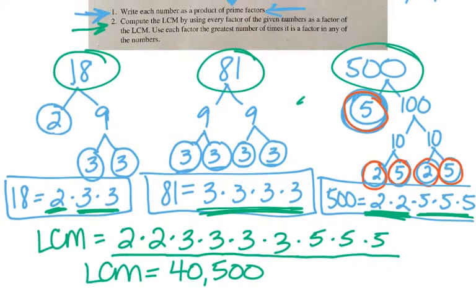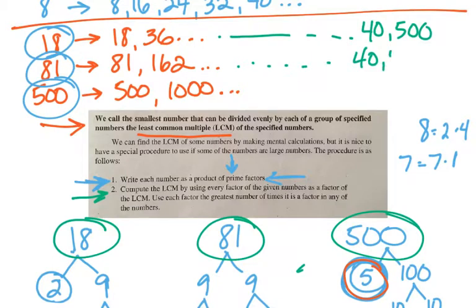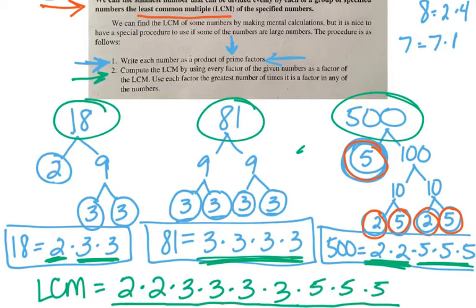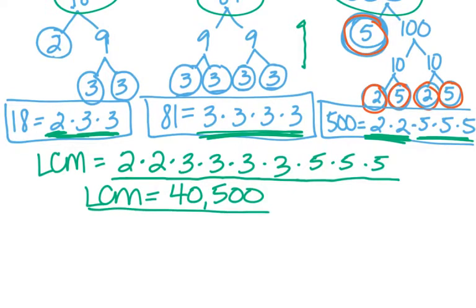Again, if I had made my long list we were talking about up here, and we kept listing things out, we would end up getting 40,500 in each of these lists, but it would have been a crazy thing to do. That would have taken us hours, and that would have taken forever. So we go through this 2-step process of first creating our little prime factor tree, so we know the prime factors of each number, and then computing the least common multiple based on accounting for each prime factor and the greatest number of times we see it appearing in the numbers.